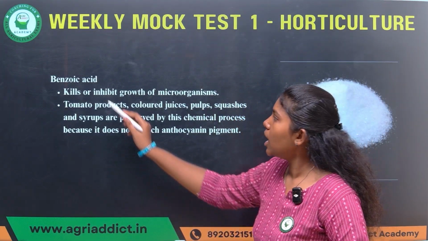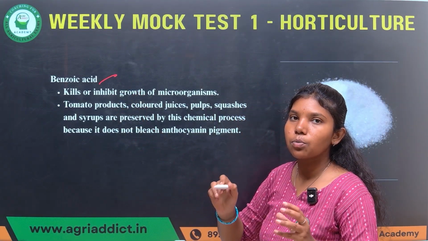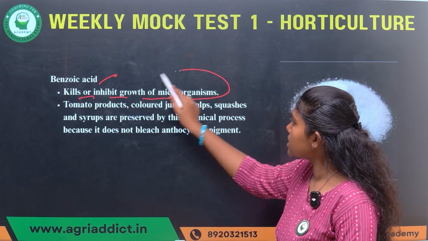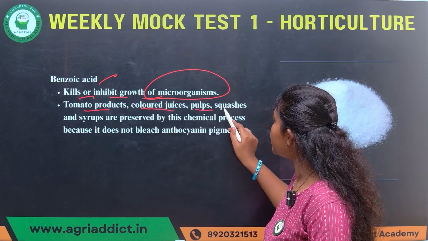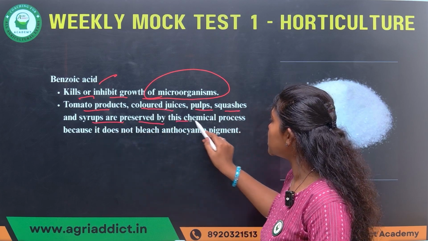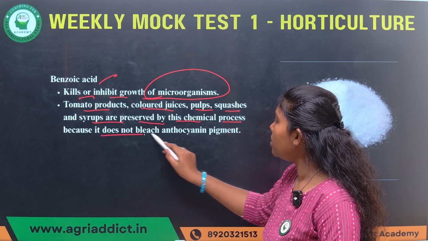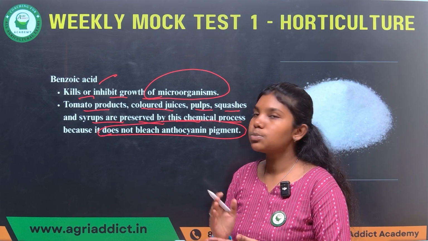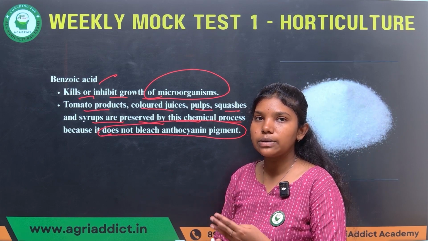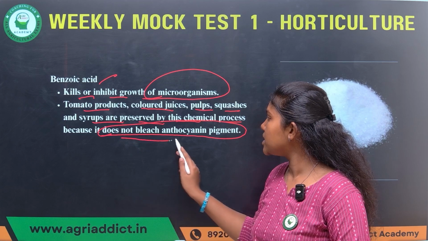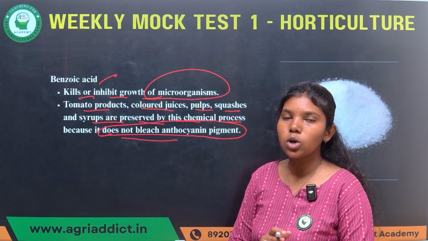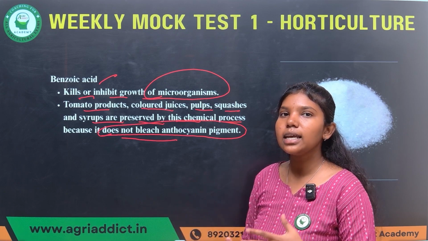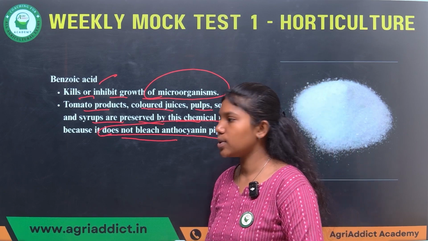Yes, as I mentioned, benzoic acid is a preservative used for preserving tomato products. It kills or inhibits growth of microorganisms. Tomato products, colored juices, pulps, squashes and syrups are preserved by this chemical process because it does not bleach anthocyanin pigment. This is the important reason why benzoic acid is preferred as a preservative over any other preservatives in tomato products, because it does not bleach the anthocyanin pigment present in tomato. Therefore, it does not affect the color. This is the reason it is preferred for tomato products. We'll go to the next question.